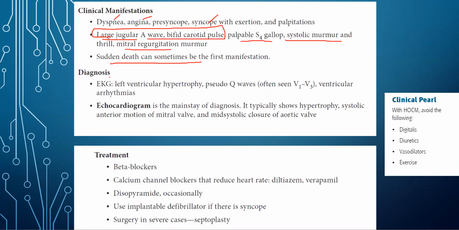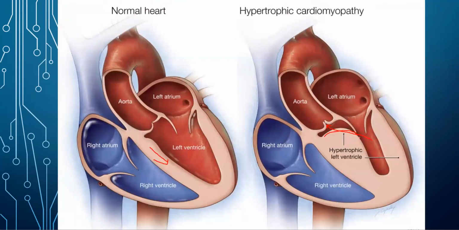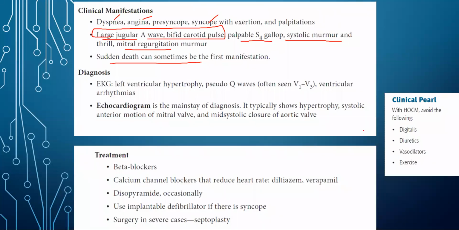Why? Because during exertion, this becomes more problematic. When you do exertion, your heart needs more blood. But in here, what is happening? The heart is unable to fill in, and also there is obstruction for the outflow. So usually during exertion, your brain doesn't get enough blood and you get syncope. So that's why a hypertrophic cardiomyopathy patient can present initially with a syncope or blackout.